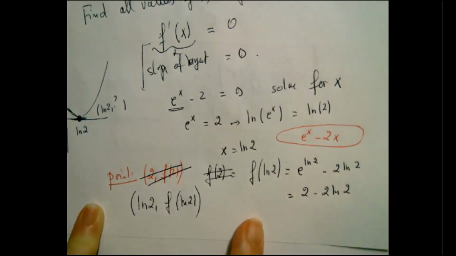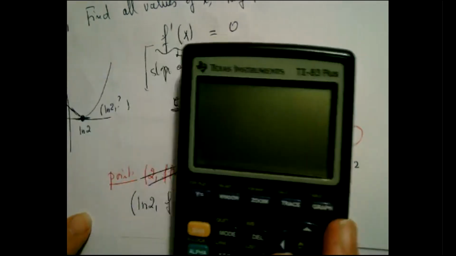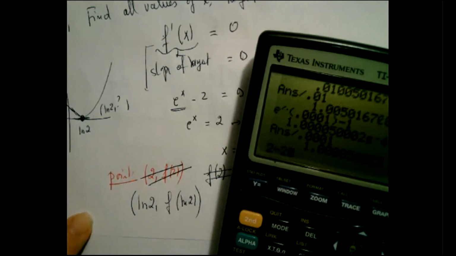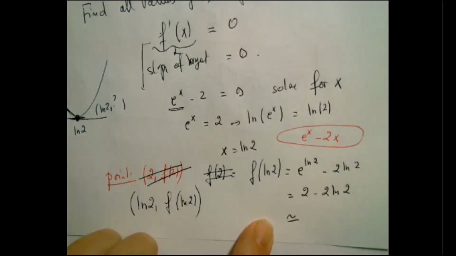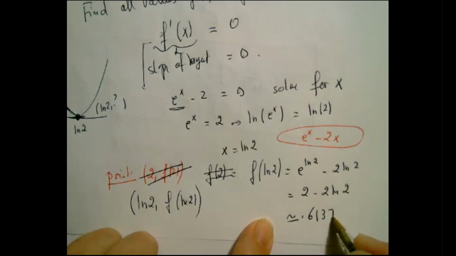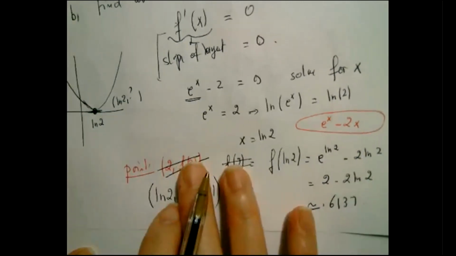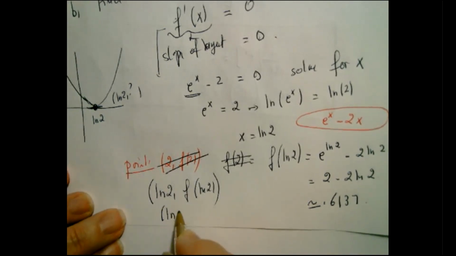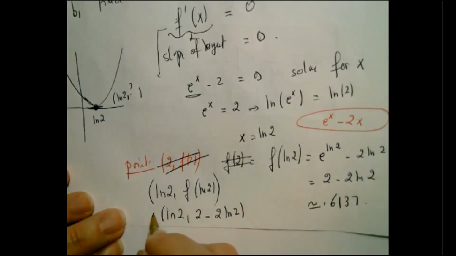So it's definitely not 0. The graph was a little bit misleading. Let me evaluate it just to have a feeling. It's almost 0.613. So the graph was wrong, but I couldn't read the scale very well on the graph. So it's definitely not 0. The graph gives us an idea, but not so much accuracy. So this point is going to be ln of 2 and 2 minus 2 ln of 2. And that's really the point on the graph.